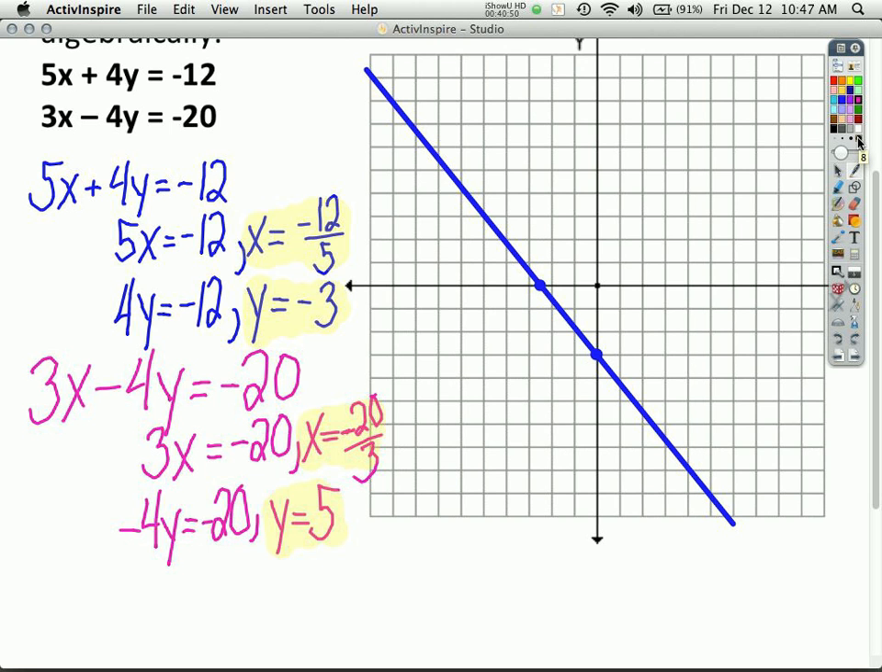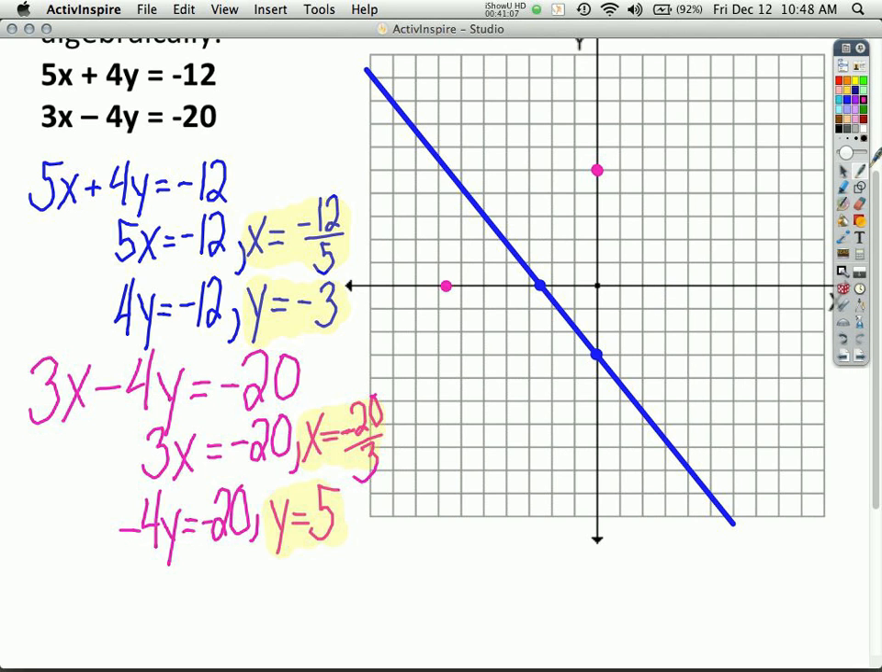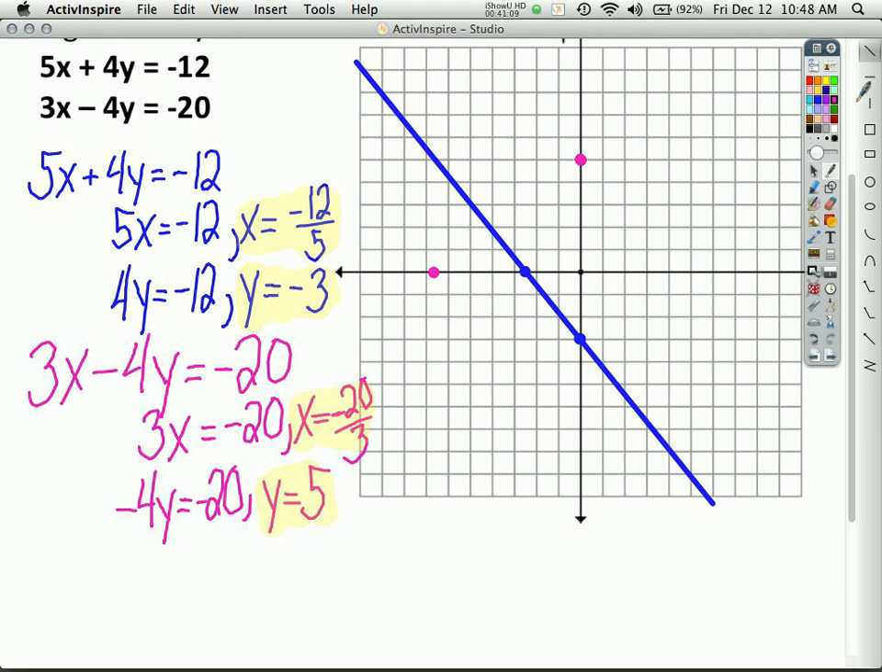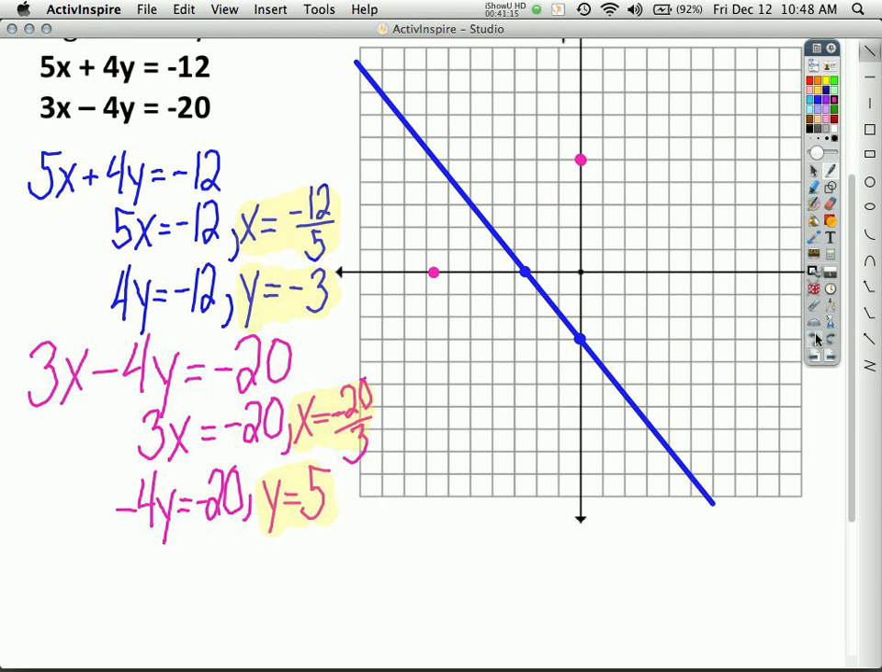So he said negative 6 2/3. So that's negative 1, 2, 3, 4, 5, 6 2/3 will be about right there. And 5. 1, 2, 3, 4, 5. Put a dot. And now draw a line through them. Make your line as accurate as possible.